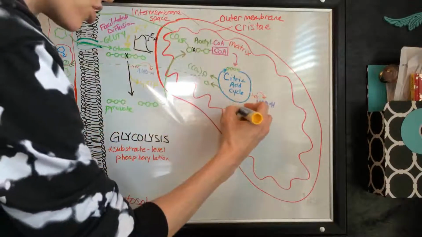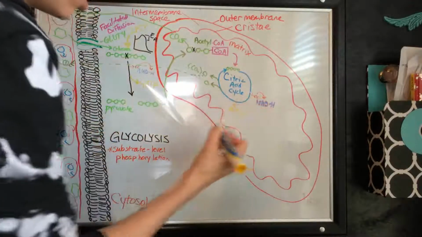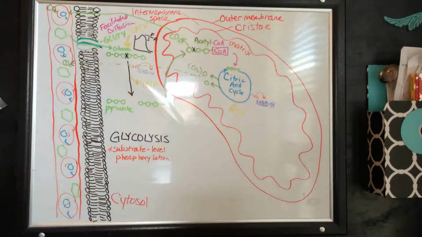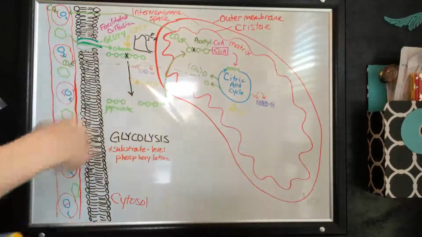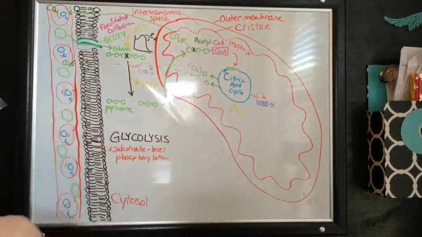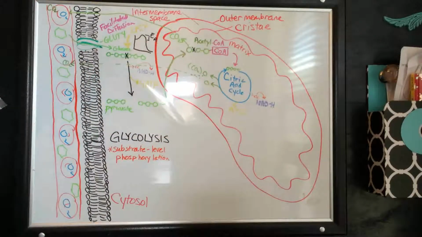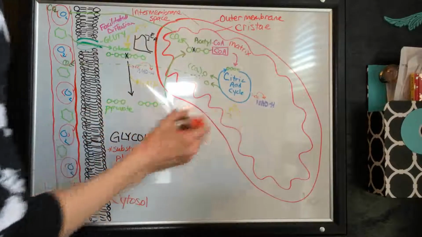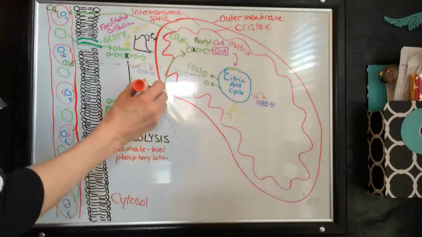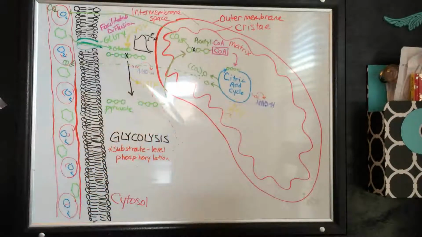It's just 1 per turn of the cycle, so 2 per glucose molecule, because look, this is 1 pyruvate that has to go through, and the second pyruvate has to go through as well. So 2 turns of the citric acid cycle per glucose molecule. And as I said before, this is also substrate level phosphorylation. This one and these. Okay.